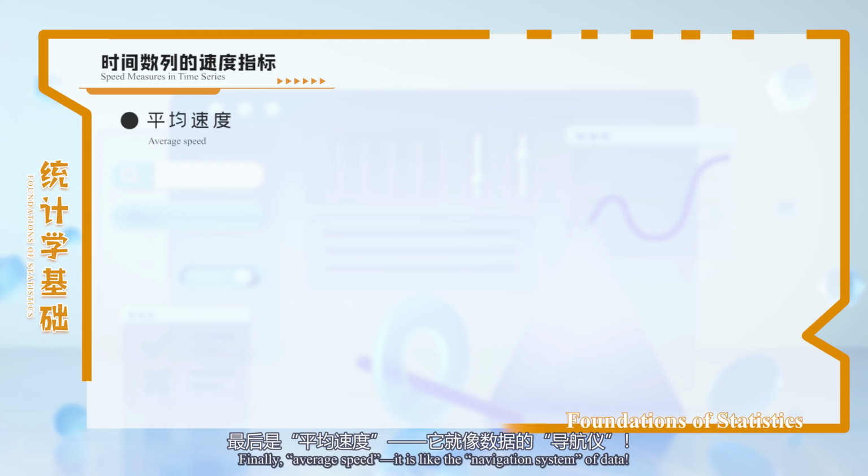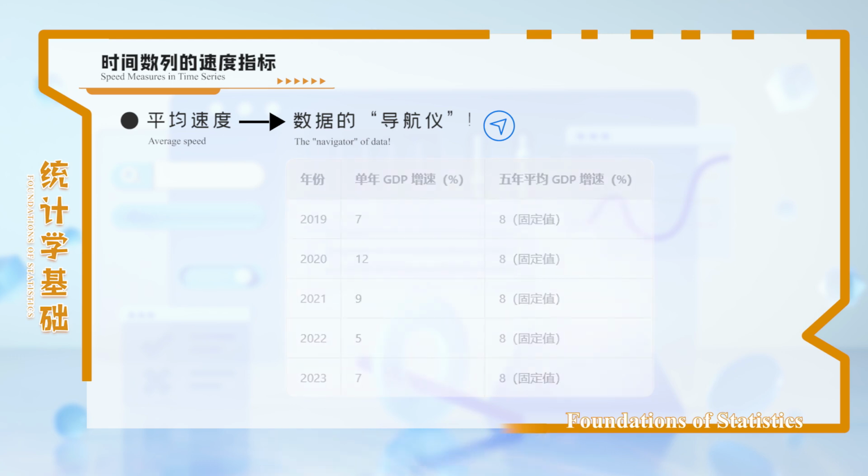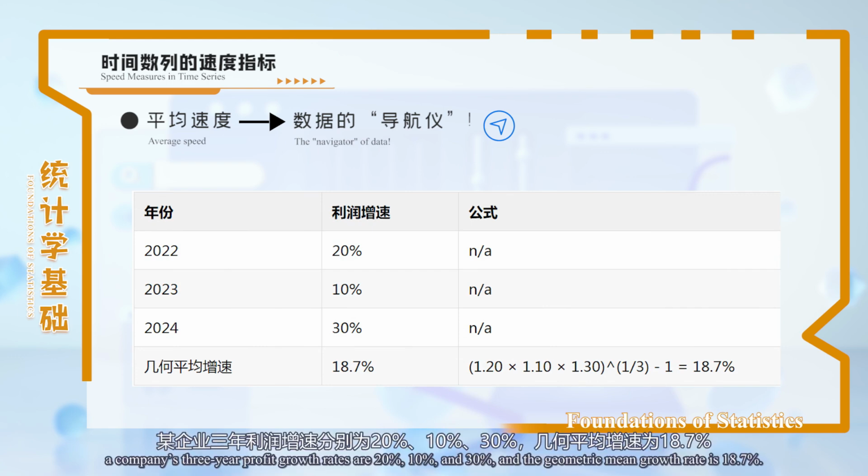Finally, average speed. It is like the navigation system of data. For example, a city's average GDP growth rate over the past 5 years is 8%. But one year it might be as high as 12% and another year only 5%. In this case, average speed helps you judge the overall trend. For example, using the geometric mean formula, a company's 3-year profit growth rates are 20%, 10%, and 30%, and the geometric mean growth rate is 18.7%.